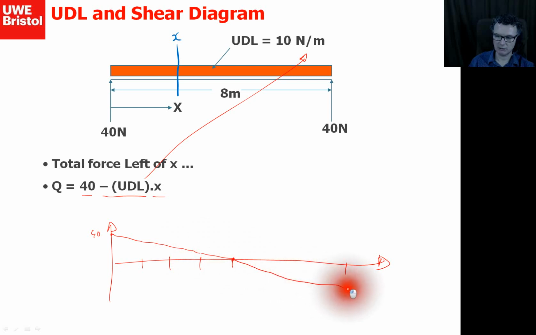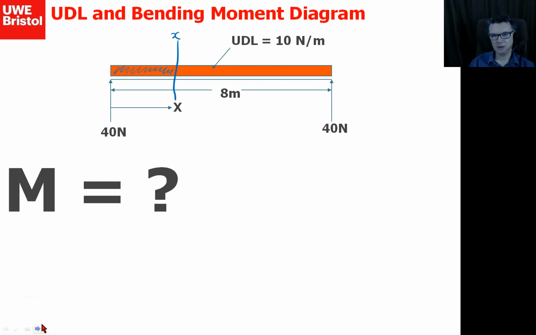Carry on going down. And then when we get to the bottom, we're going to have -40. Our final reaction will then bring us back up to be a 0 value. So that's what the Q graph will look like. What about the M graph then? Well, this is a bit more tricky, so concentrate.